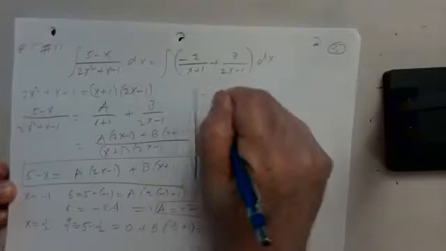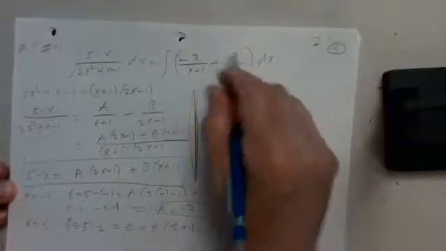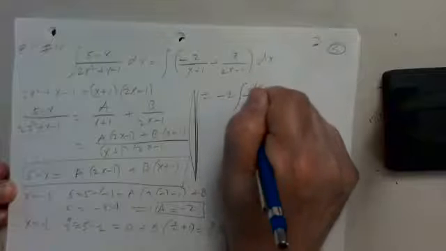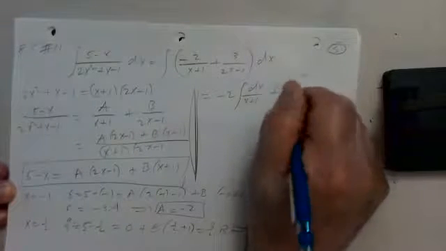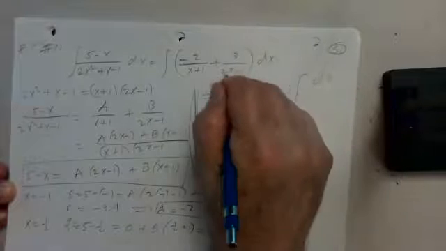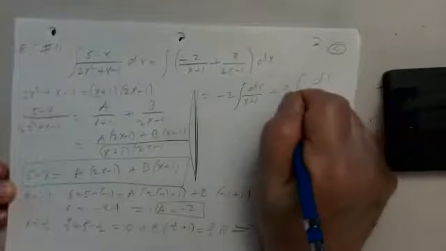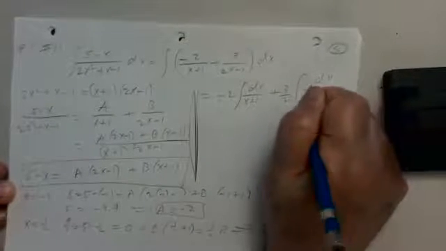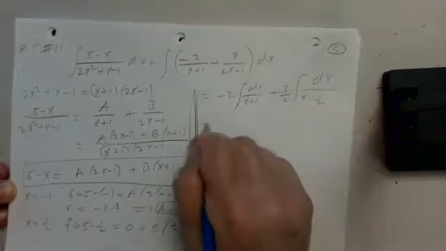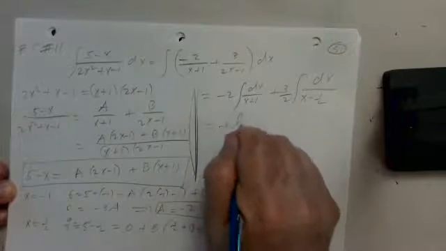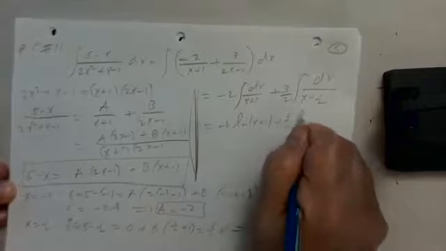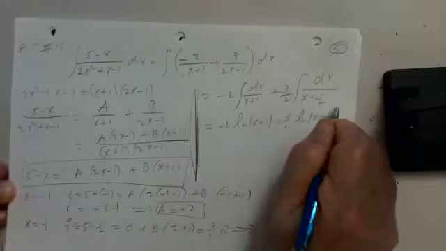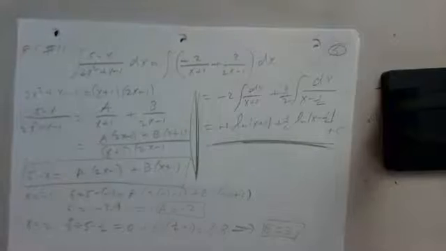So this is minus 2, the integral of dx over x plus 1, plus 3 times the integral of dx over 2x minus 1. Let me factor out a 2, x minus a half. Now this is just minus 2 times the log of x plus 1 plus 3 halves times the log of x minus a half. And I'm done.